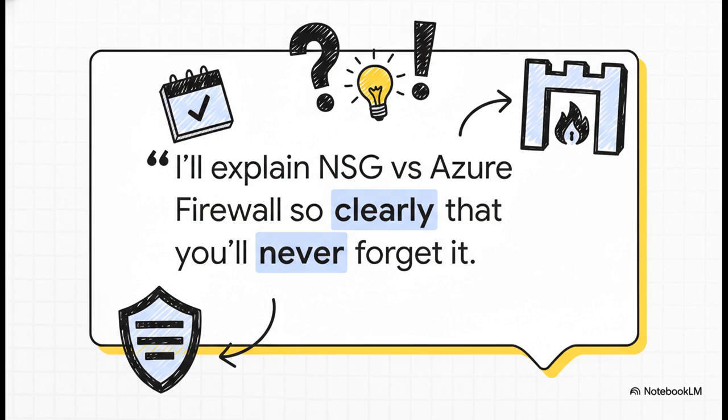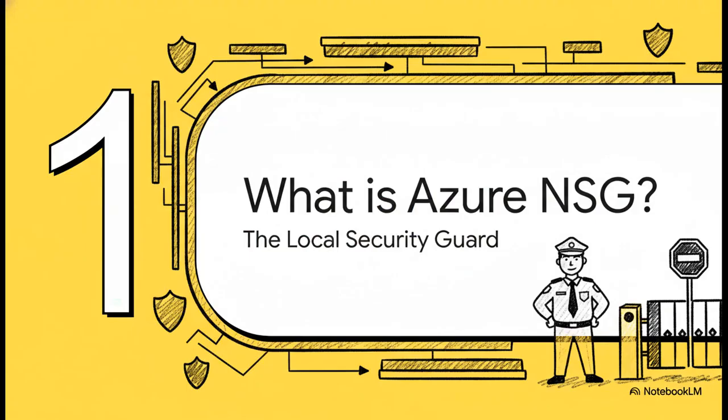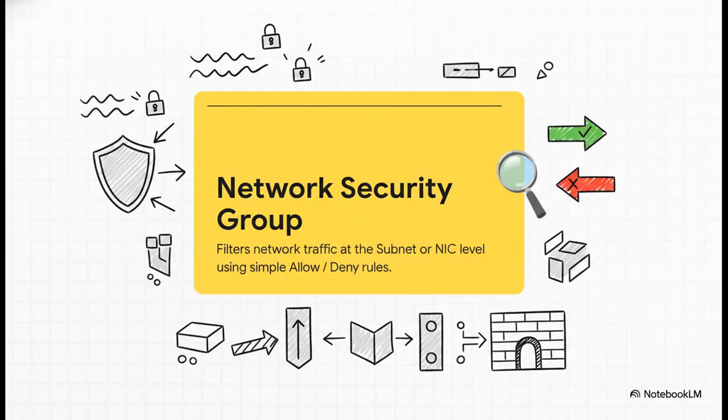Let's dive right in. All right, first up, let's talk about the Network Security Group, or NSG for short. And the best way to understand an NSG is to think of it as your own personal local security guard. So, at its heart, an NSG is really just a list of rules. It's the most basic kind of firewall you can get in Azure, and it acts as that first line of defense for your virtual machines or maybe a whole subnet.